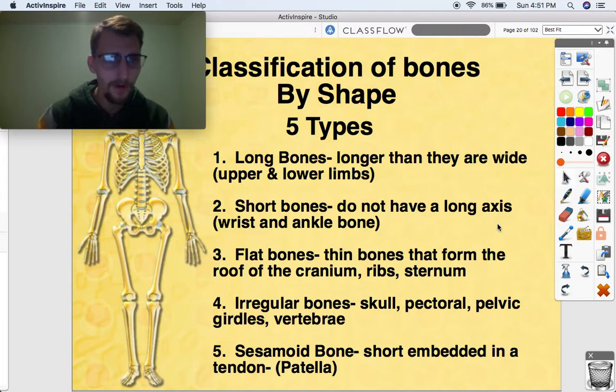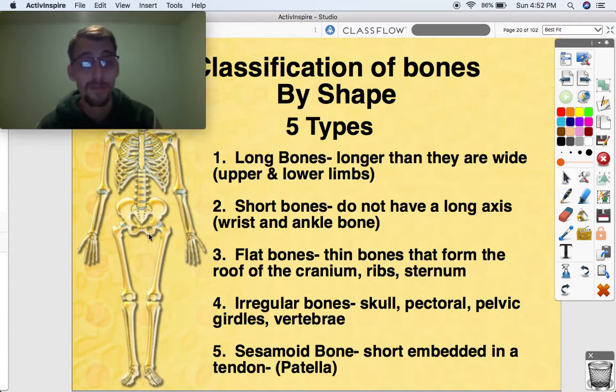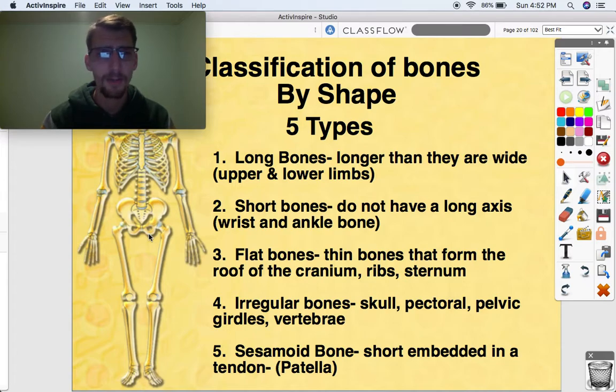Your pelvic girdle, so your ilium and ischium down here, these are irregular bones. You might think they're flat bones, but they're categorized as irregular. They're curved a little bit. And a really important one is vertebrae. Your vertebral column is all made up of 26 irregular bones. If you ever take a look at vertebrae, they're irregular. They're not really falling into the other 3 categories.